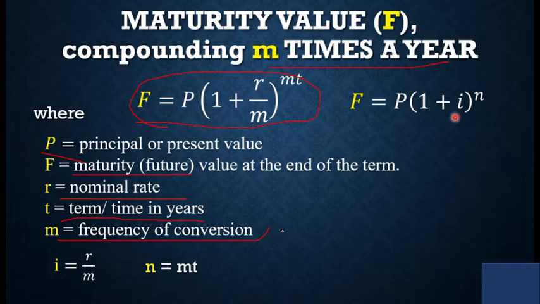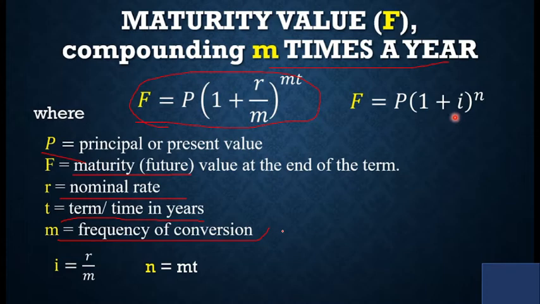Monthly is 12. Quarterly is 4. Semi-annually is 2. Annually is 1. Daily is 365.